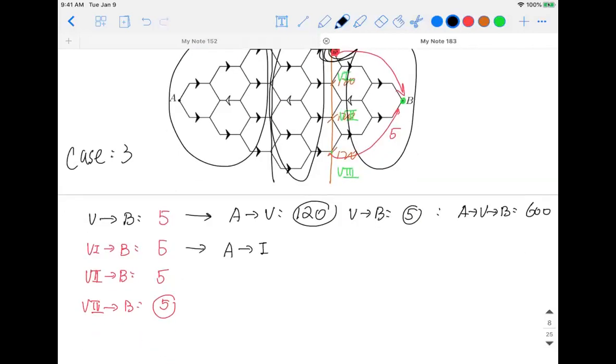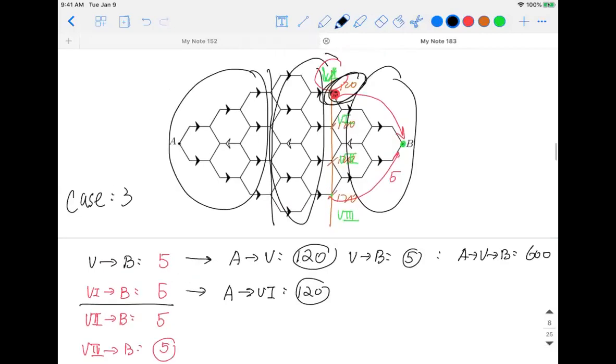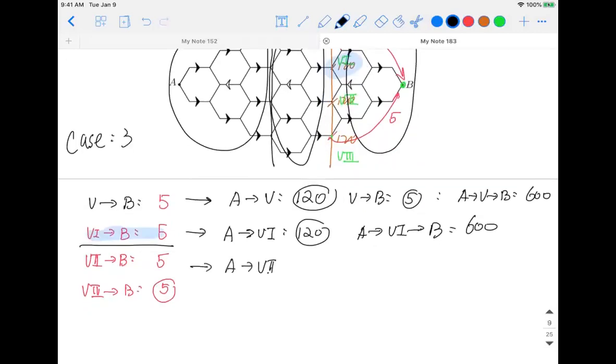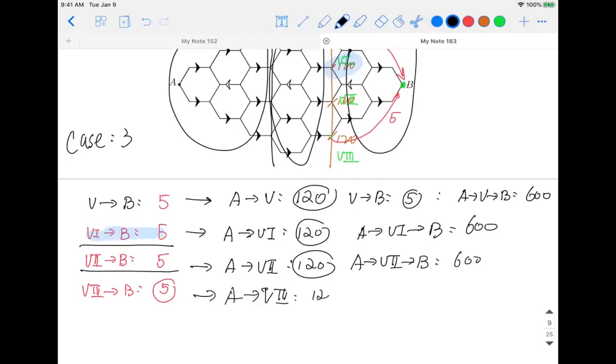Same thing applies. A go to number 6, excuse me. A go to number 6 is 120, which is calculated here. And 6 to B is 5. So in total, from A through 6 to go to B, you have 600. Same thing. A go to 7, 120. 7 go to B, 5. A through number 7 go to B, 600. A go to number 8, 120. A through number 8 go to B, 600 as well.